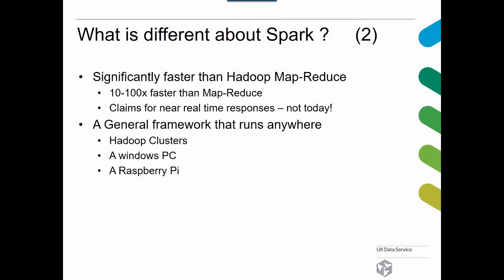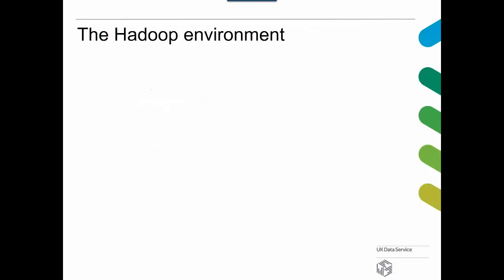You can also run Spark on virtually anything. So a Hadoop cluster is obvious, that's where it was originally designed to be used, but you can run it on a Windows PC, as we'll see, and if you really want to, you can run it on a Raspberry Pi as well. You will have a few memory problems, but it can run. So let's try and compare how Spark tries to encompass the various elements that you might find in a more traditional Hadoop environment.